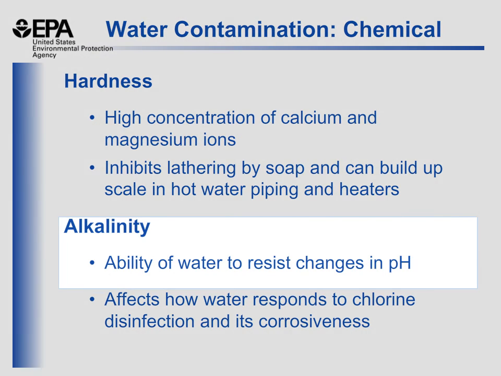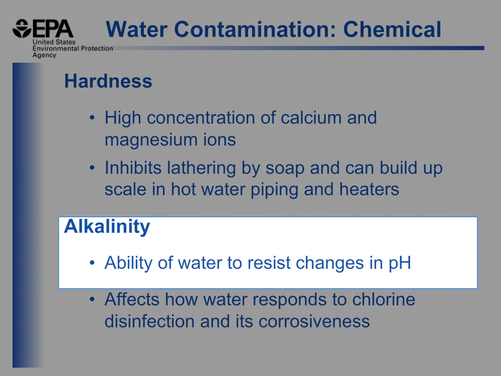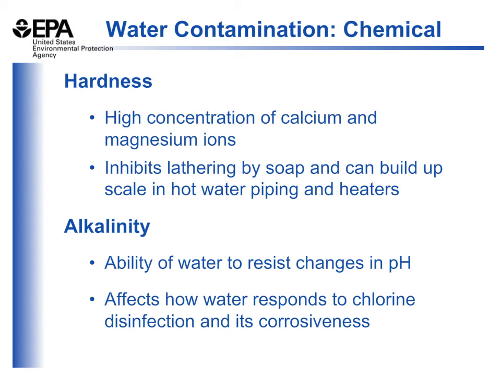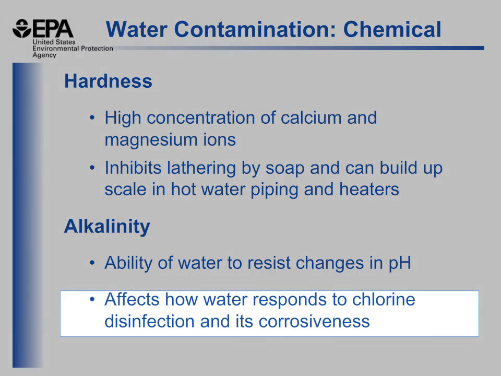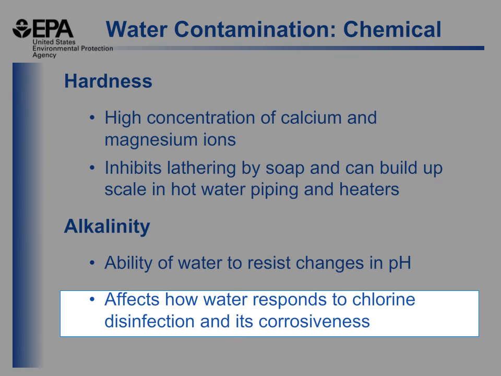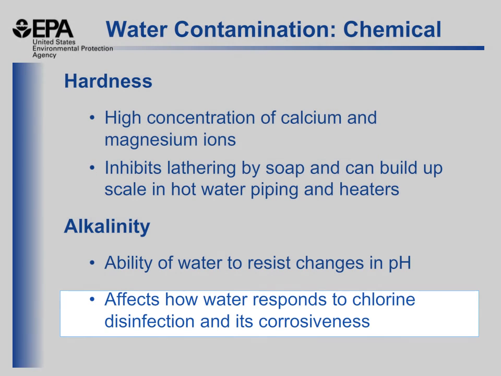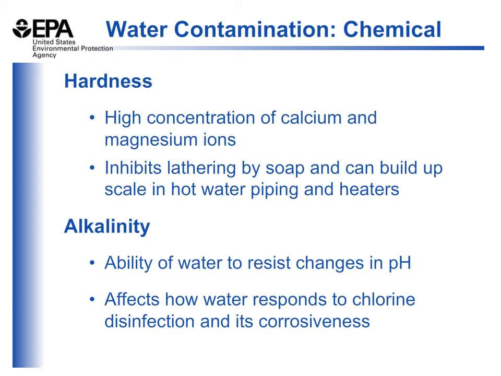The alkalinity of a water is a measurement of its ability to resist changes or buffer the pH of the water. And this can affect how water responds to chlorine disinfection and the level of corrosiveness within the plumbing systems of the distribution systems in individual homes. Alkalinity of the drinking water is measured on a regular basis, especially in surface water treatment systems, to understand whether changes to the disinfection or corrosion control processes are needed to adjust based on the level or the change in alkalinity of the water.